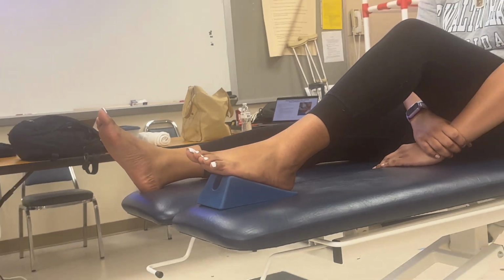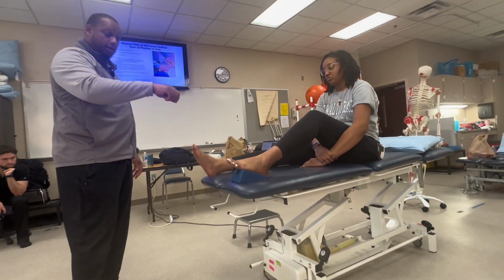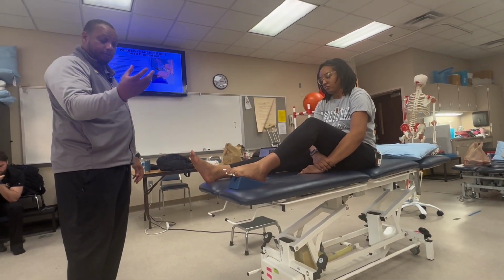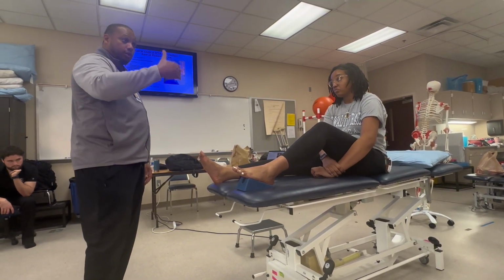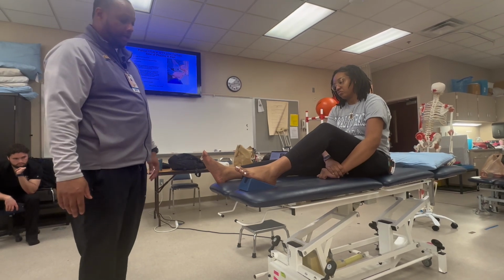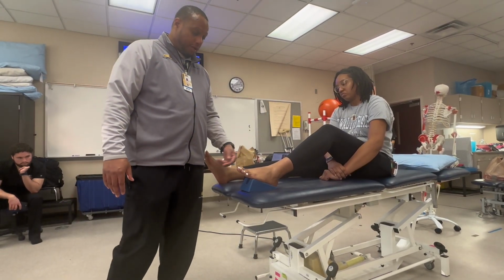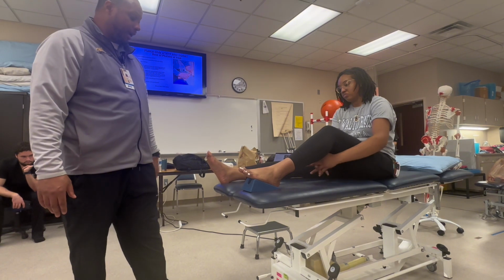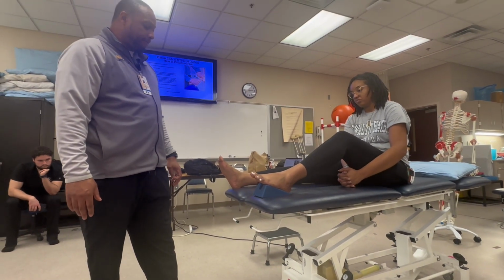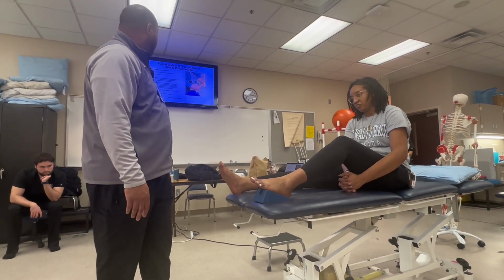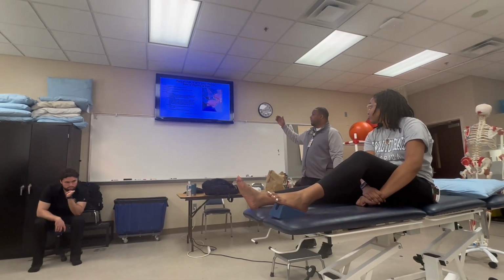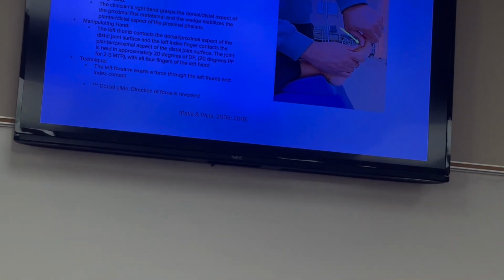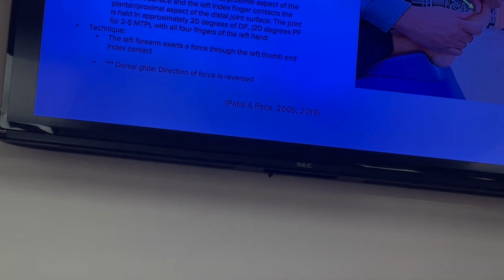Since I'm moving concave on convex, then we know what's going to restrict me from moving even further is the direction that I'm moving away from. And so that would be her dorsal aspect, so the dorsal joint capsule. All right. So that's that one. So dorsal glide is the reverse. Dorsal glide is going to be required for MTP extension.